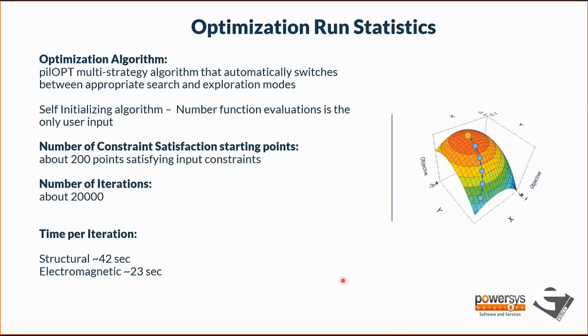So when we ran this optimization, just to recap, we have about 200 starting points that we got from the constraint satisfaction DOE. We ran about 20,000 iterations, and this was possible only because the individual simulations had a quick turnaround time. The structural analysis took about 42 seconds. The electromagnetic analysis took about 23 seconds. And we were able to get the results very, very quickly.